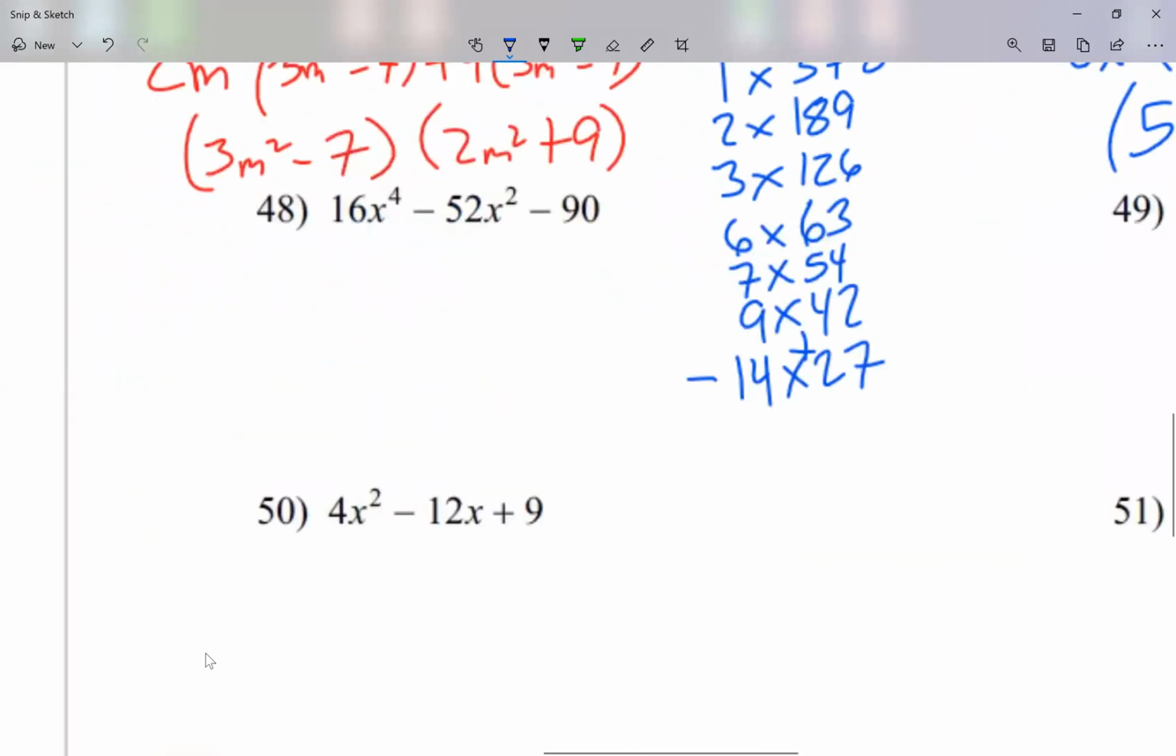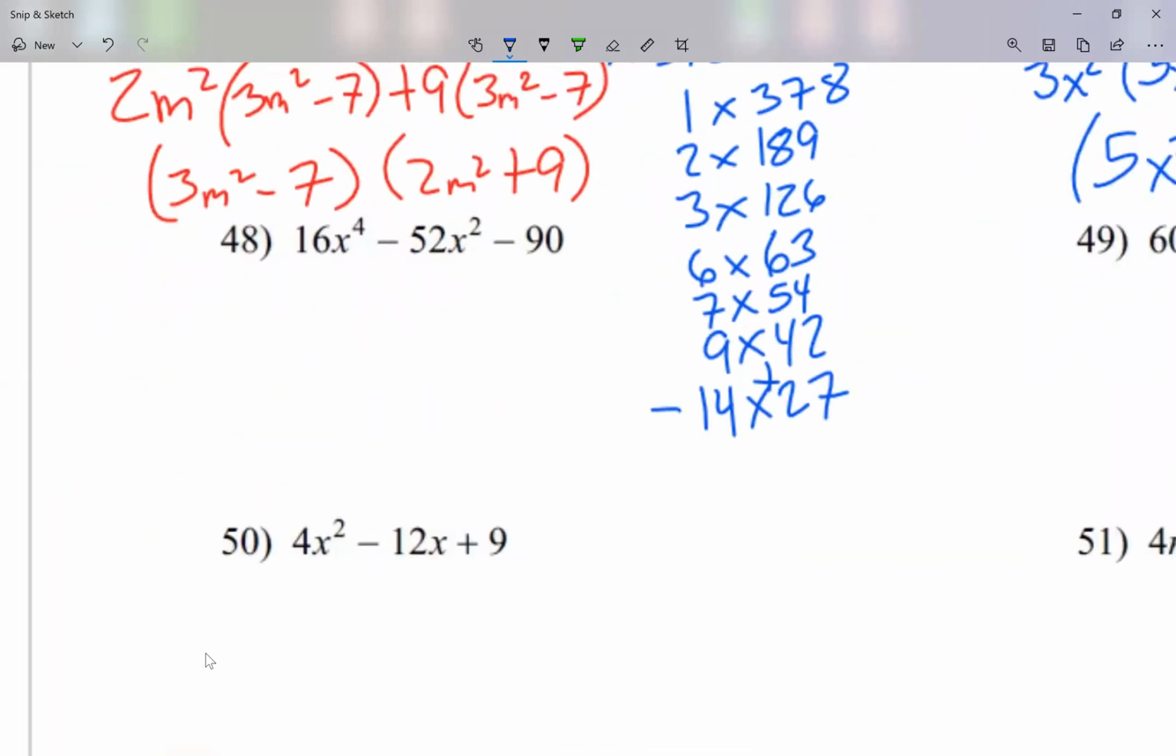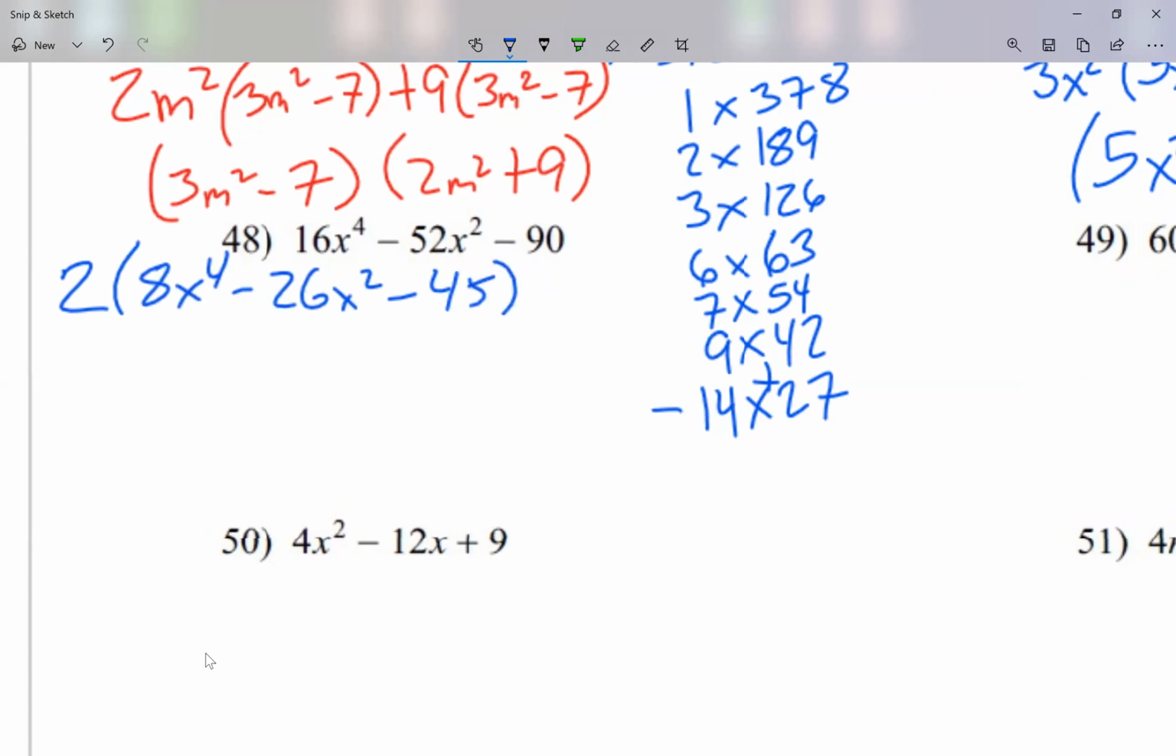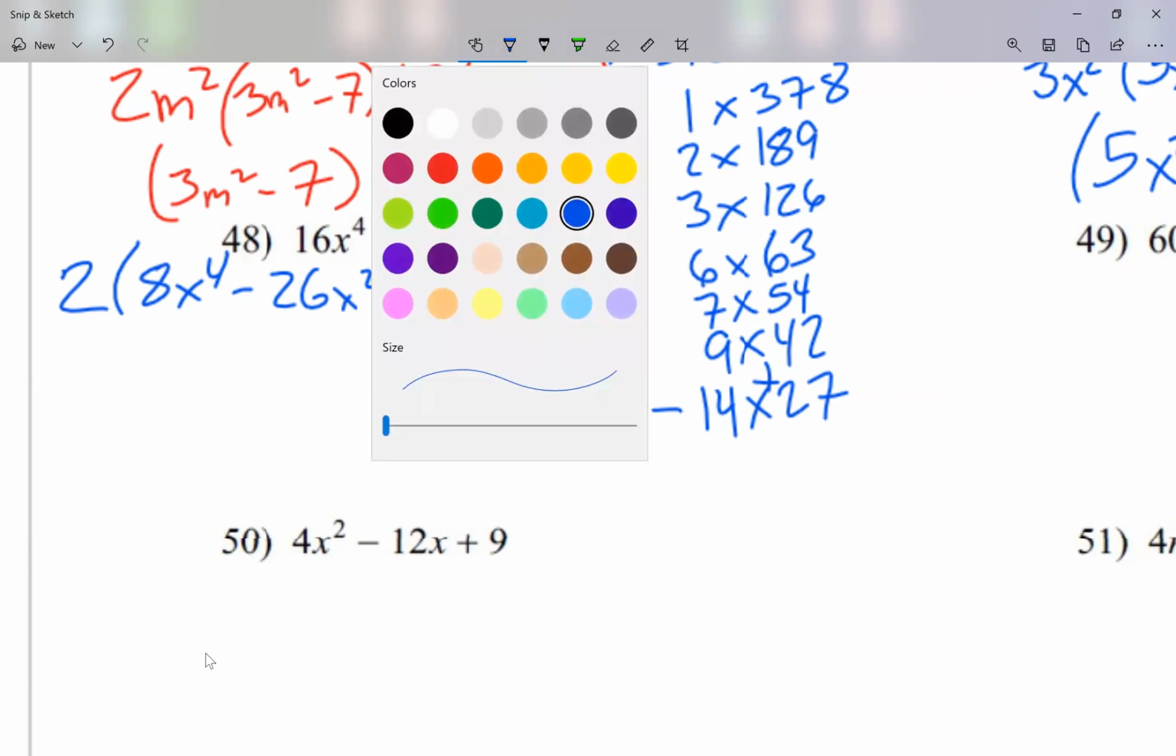Now 48, 16, 52, 90. I think we can make it a little bit smaller to begin with if I divide everything by 2. Okay, so it's going to give me 8x to the fourth minus 26x squared minus 45. Okay, so have that. Let me open up some room here.